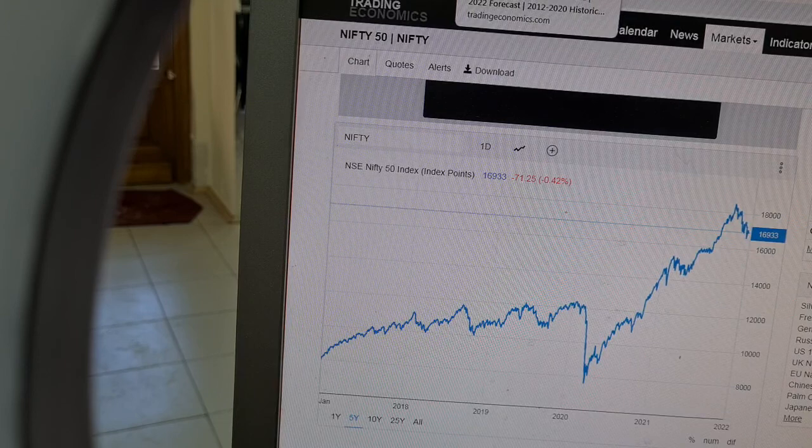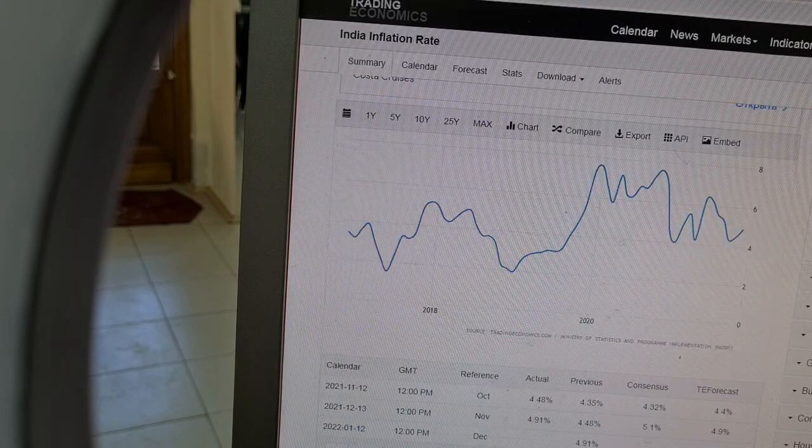Now look at the second phase, from January 2018 to October 2018. Look at this inflation. From less than 2%, it shot up to almost 5.5%. You can see this. This is the movement.